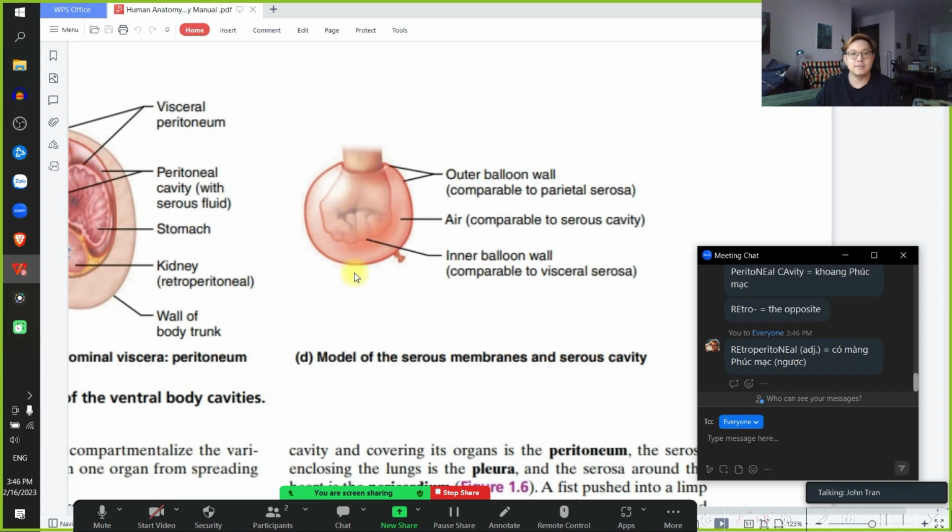D is actually a punch, a grip. It's a model of a serous membrane and serous cavity. Okay? So you can see here, the outer balloon wall is comparable to parietal serosa.